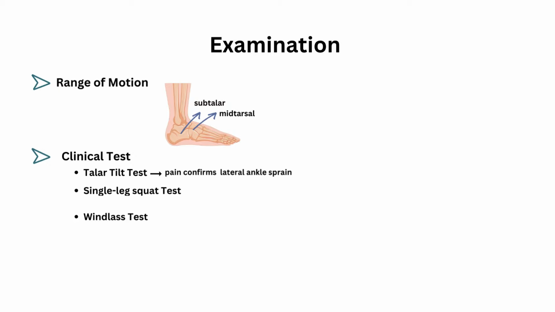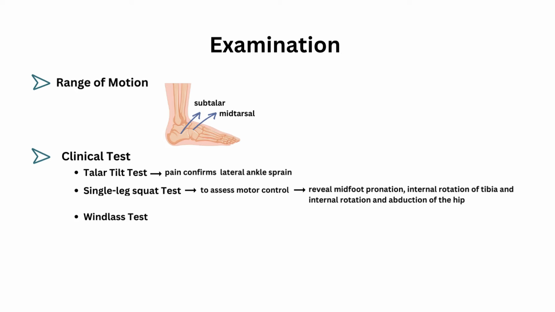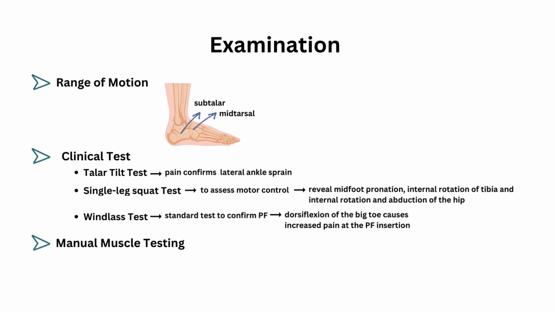Single leg squat test is used to assess motor control. It may reveal midfoot pronation, internal rotation of the tibia, and internal rotation and abduction of the hip. Windlass test is the standard test to confirm plantar fasciitis. Dorsiflexion of the big toe causes increased pain at the plantar fascia insertion. Manual muscle testing shows weakness in the tibialis posterior, calf, and hip abductor muscles.